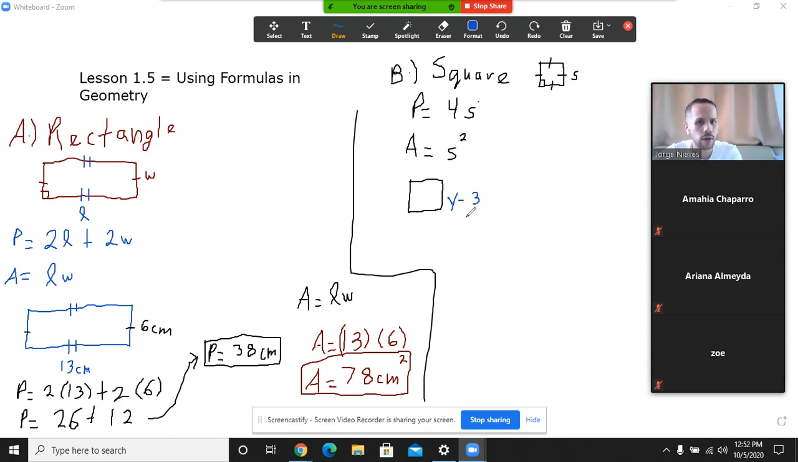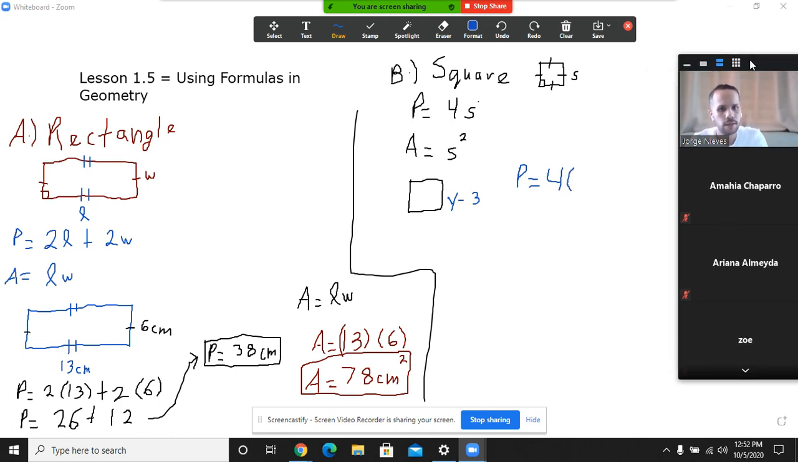So how do we do it? Well, we do it the same way. Let's see it. To find the perimeter, we're going to use the formula that we saw seconds ago. So it's going to be 4 times S. And what do we substitute in the S? Y minus 3. Thank you. So you see, this is how we're going to do it.